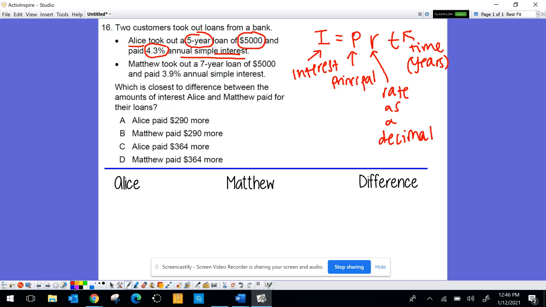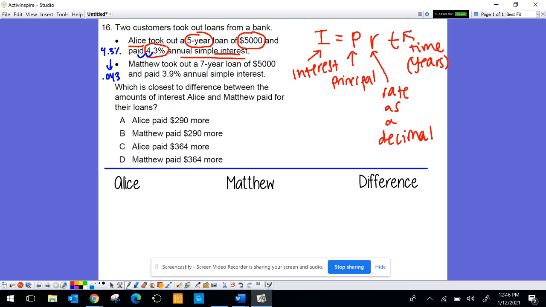So 4.3%, to turn that into a decimal, we move our decimal to the left 2 times. So that would be 0.043. 0.043 as a decimal. Now let's look at Matthew.